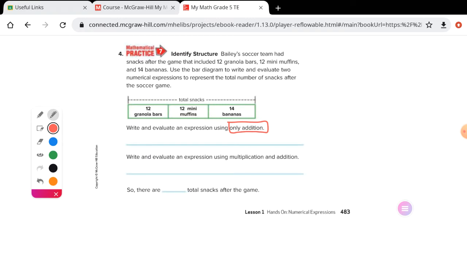Colby, go ahead. 12 plus 12 plus 14. Okay, and it says write and evaluate. What does that mean? Does it just want me to write it? Yeah, it means it wants me to do some math. We're going to do this out to the side on all of them.